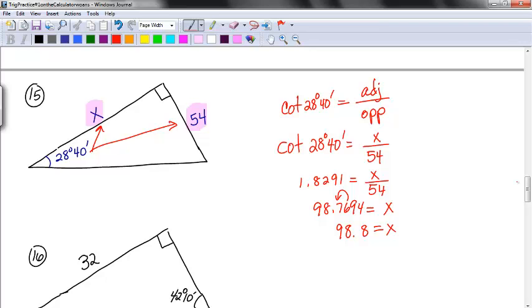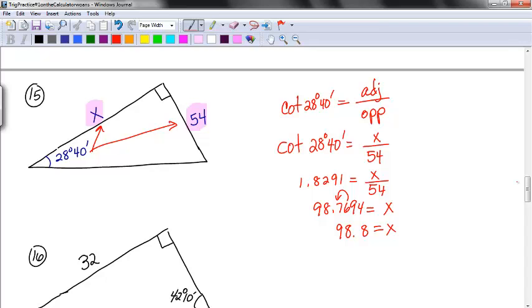When you punched it in, did you go tangent of 28 40, close the parentheses, and then the x to the negative 1 key? And then take it times 54.